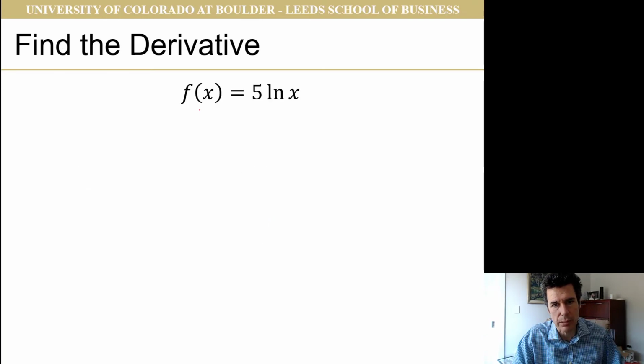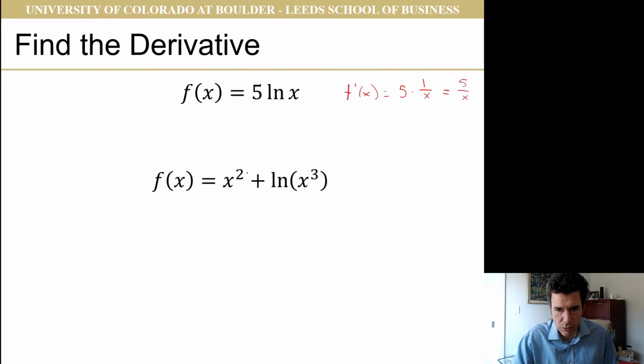Okay, some more problems. F of x equals 5 times ln of x. Well, f prime of x equals 5, constant bring out, times 1 over x. The derivative of ln of x is 1 over x, so it's 5 over x.